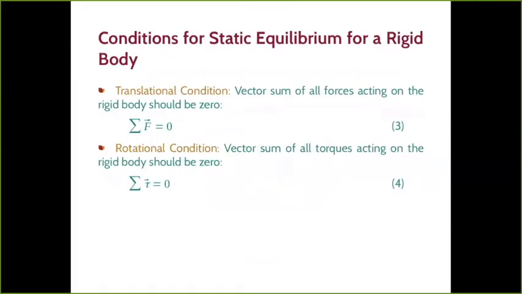Next, we look at the conditions of static equilibrium for a rigid body. There are actually two separate conditions. One is the translational condition and one is the rotational condition. The translational condition states that the vector sum of all the forces acting on this rigid body should be zero. And the rotational condition states that the vector sum of all the torques acting on this rigid body should also be zero. Only when these two conditions are fulfilled will a rigid body be at static equilibrium.